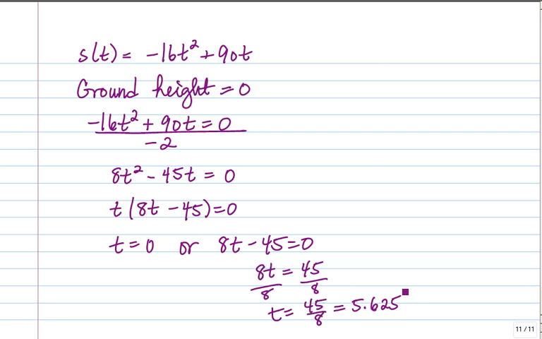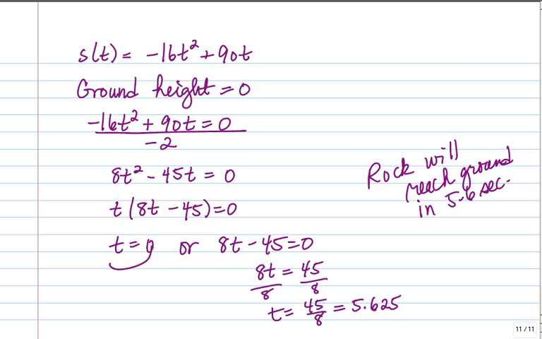Okay, so that means the rock will hit the ground in 5.6 seconds. Now understand t equals 0, that was initially, right? Initially it was on the ground, it got projected up, and now it's coming back down. Okay.